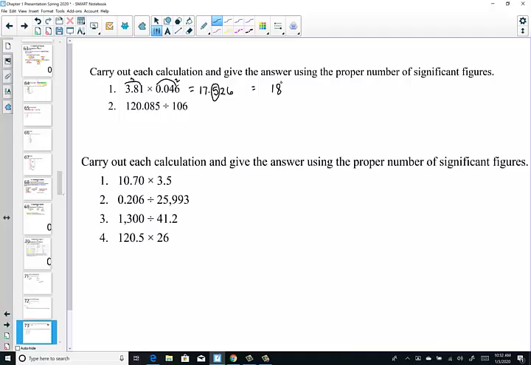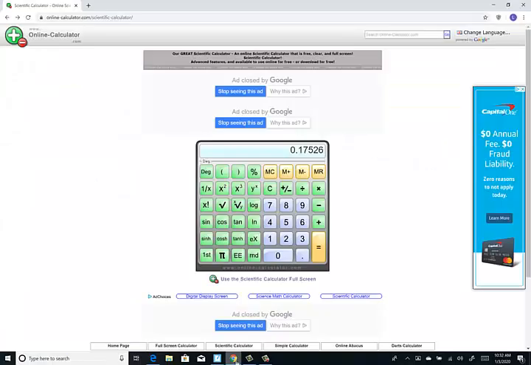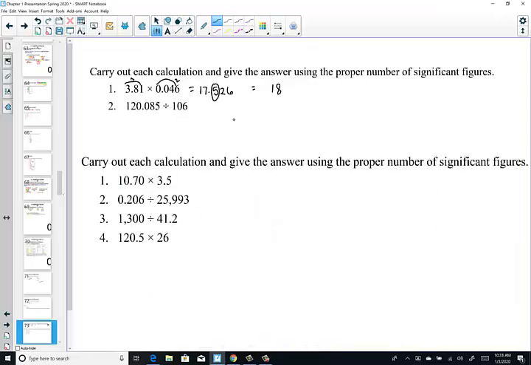Let's try number 2. 120.085 divided by 106. And I get a number, 1.32877. I'm not going to bother writing all those decimals. I'm just going to carry a few that I can remember in my head. 1.1328. That's plenty. Now, what do we need to do to round that properly?